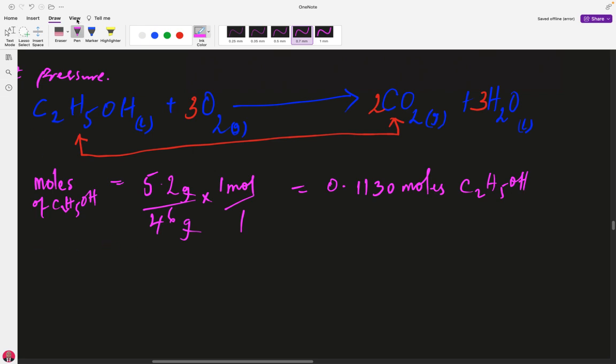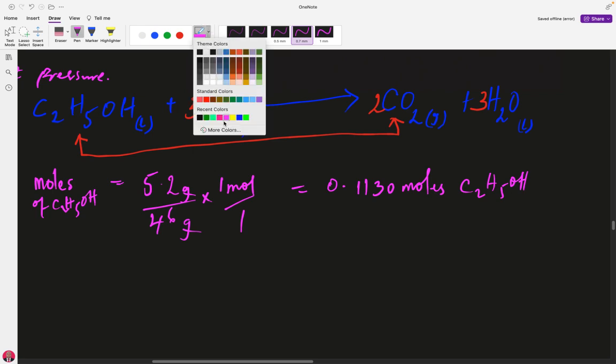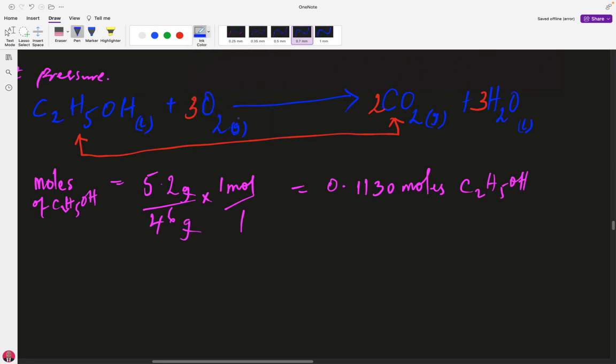And the simple proportion here is, take it like this. From the equation, there is only 1 mole of ethanol, 1 mole of C2H5OH. In this reaction, 1 mole of ethanol gives you 2 moles of carbon dioxide.